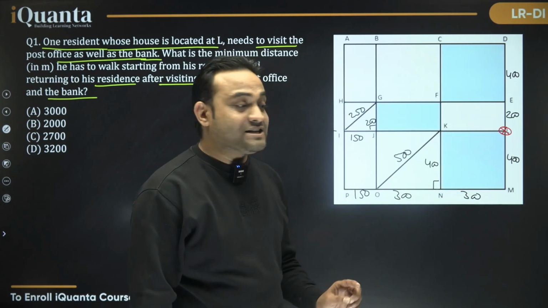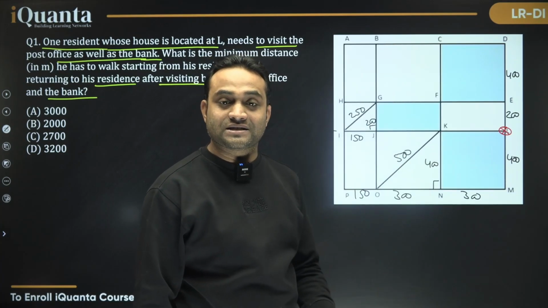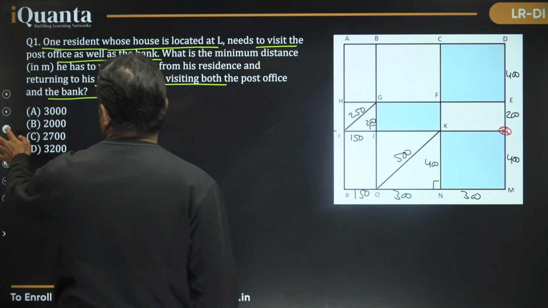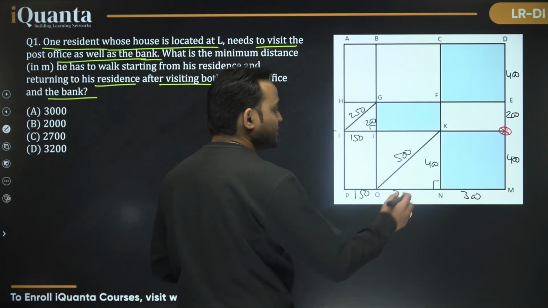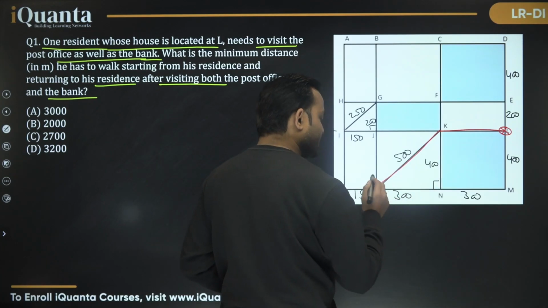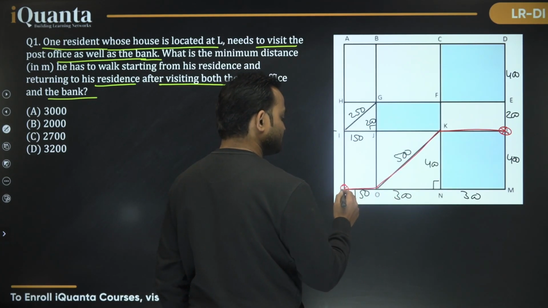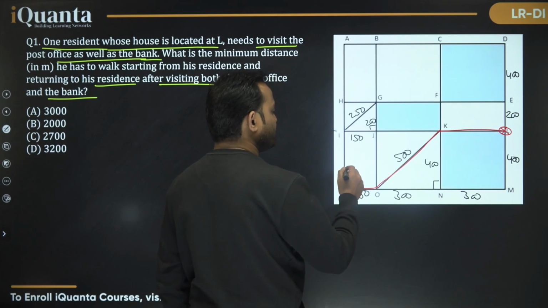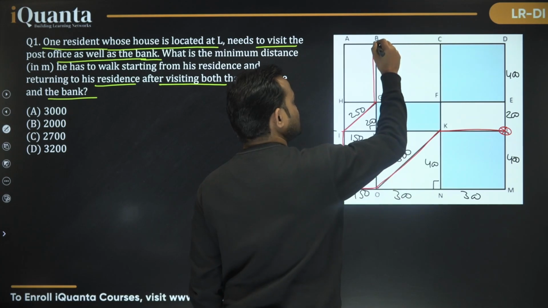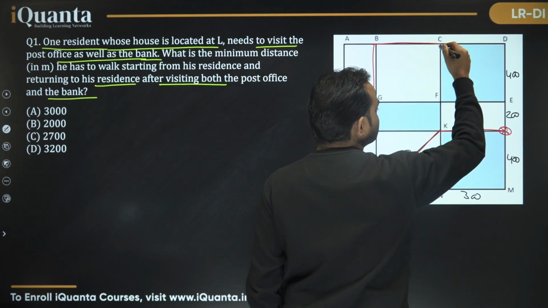But the point is to cover this distance. In any way, if you calculate the total distance, it will be the same. So, let's calculate it. He is going through this pathway from L to K, K to O, O to P. Okay. And then from P to I to G, G to B, B to C, and from C to L.